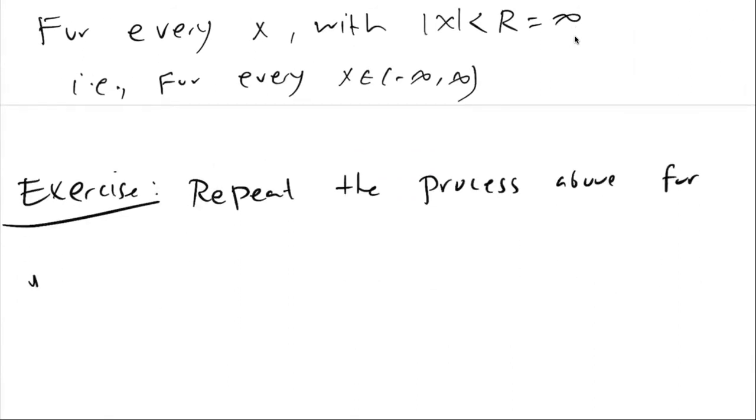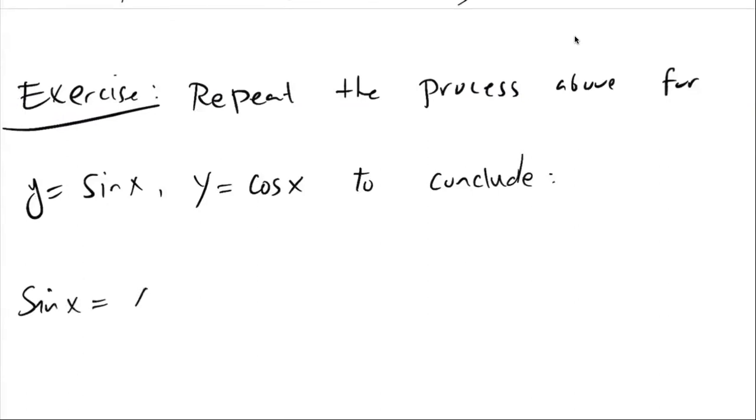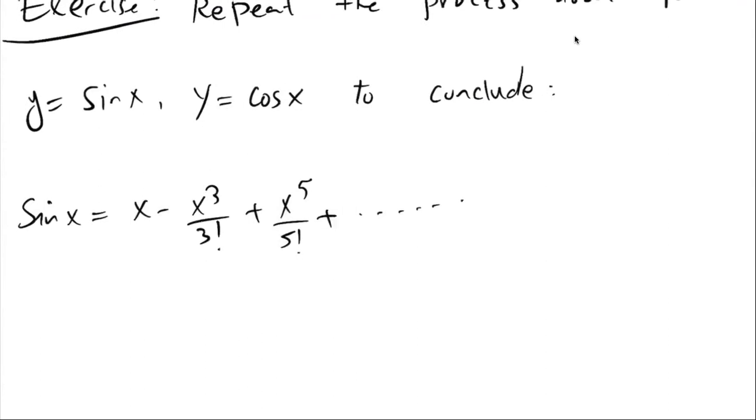For y equals sine x and y equals cos x, to conclude that sine x is equal to x minus x cubed over 3 factorial plus x to the power 5 over 5 factorial, and so on. Again, for every x between minus infinity and infinity.